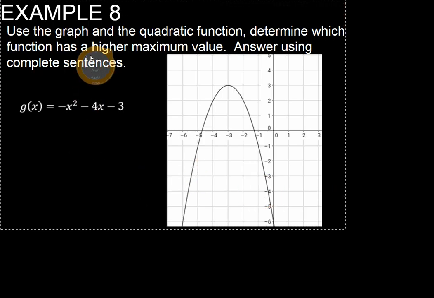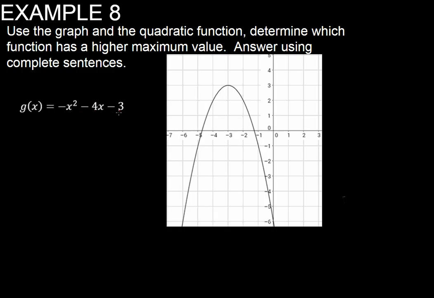So again, for this one, it wants us to use the two functions, the graph here and the function here, and determine which one has a higher maximum value, not a minimum, but a maximum. So again, we're going to look at the graph. The graph is generally the easiest one to identify the maximum. So we're going to look. Here's our vertex, and that is at -3 and 3, which means our maximum here for the graph is 3.